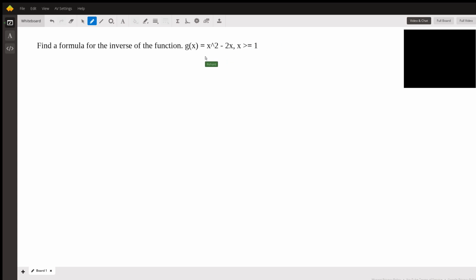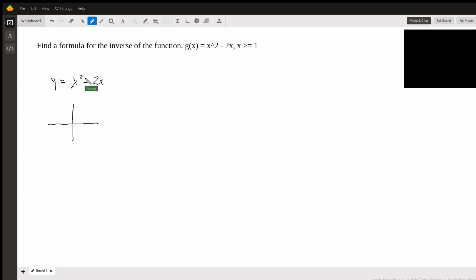We want to find the inverse of this function g, so instead of g, I'm just going to write y here and copy this out. So y is equal to x squared minus 2x. And I think it's a good idea to have some sense of what the graph of this looks like. You can plug in points, or put it in your calculator, or go on to Desmos or something and figure it out.